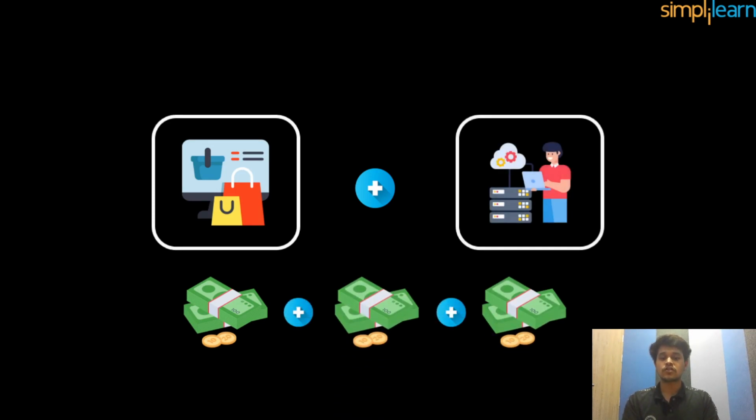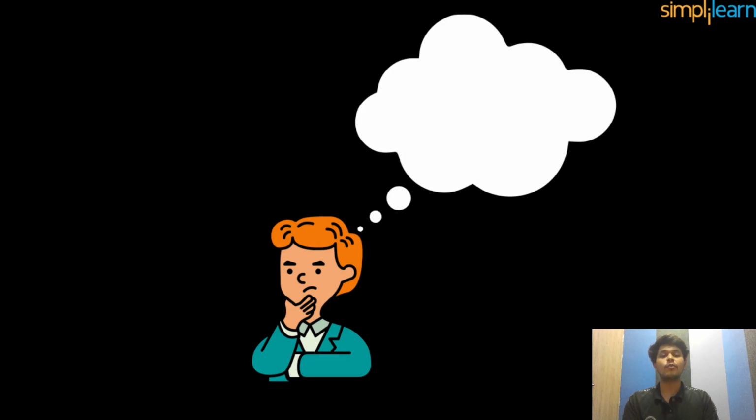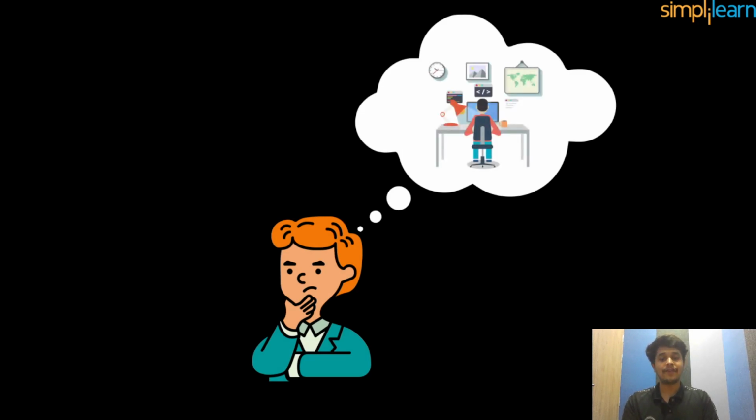An e-commerce website with more than 1,000 products costs somewhere between $5,000 to $60,000. A database website costs even more. So, do you guys ever think about who creates these websites and how much money they make? A web developer is responsible for all the stuff.